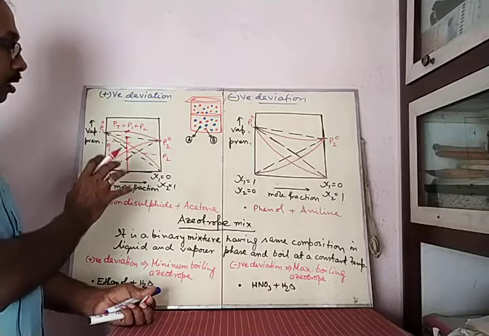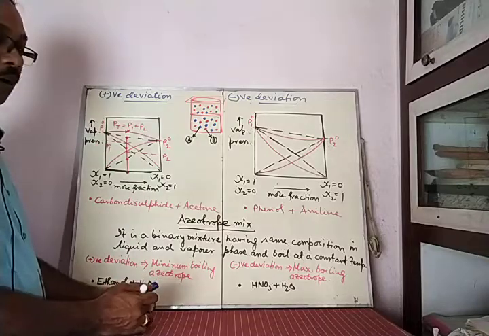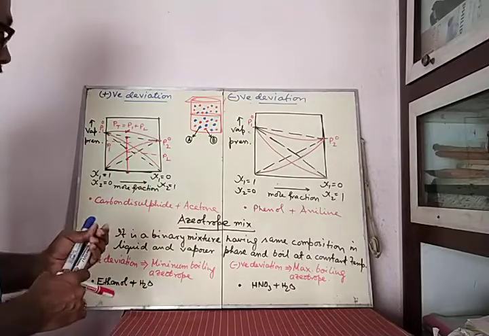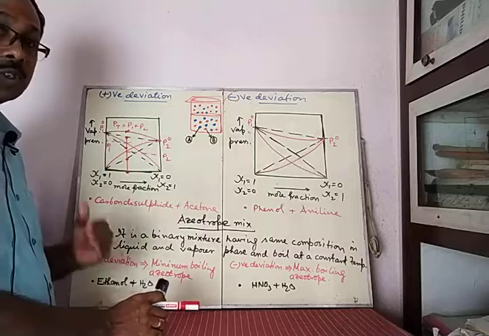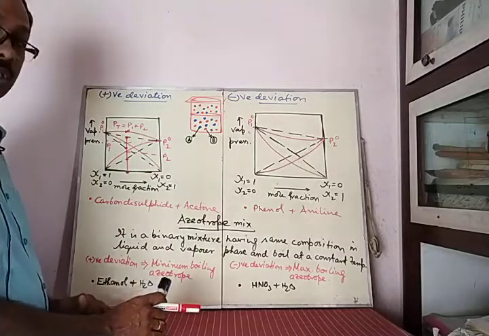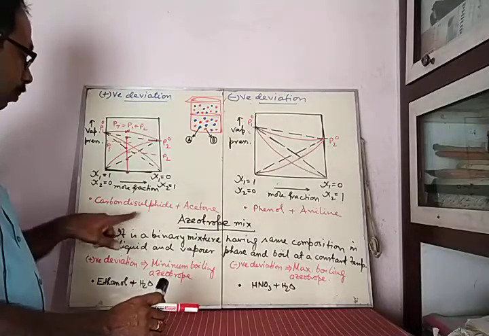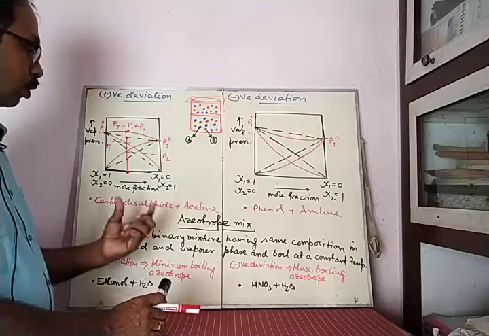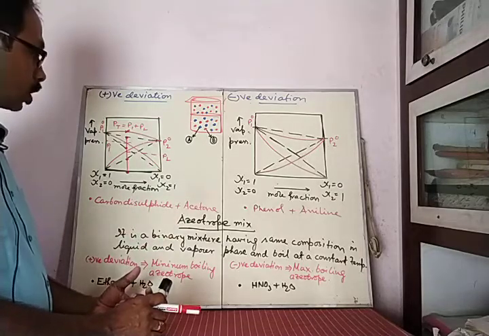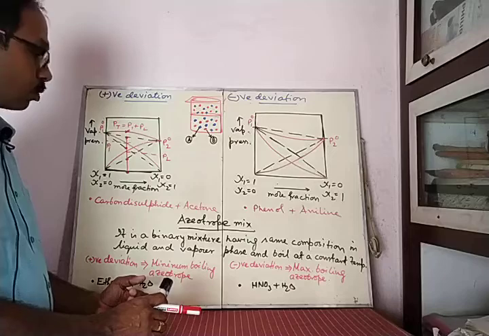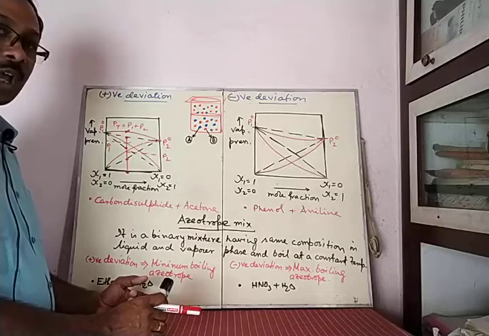So this is the graphical representation of deviation from Raoult's law, positive deviation from Raoult's law. We can take another example, carbon disulfide and acetone. When these two liquids are mixed, then the vapor pressure becomes more than the expected value.